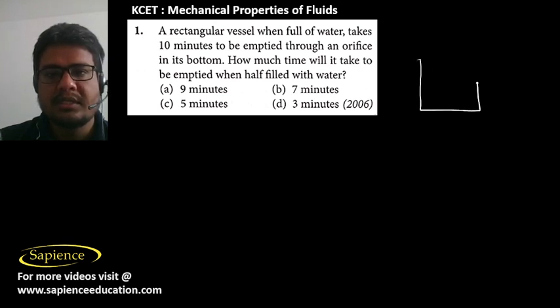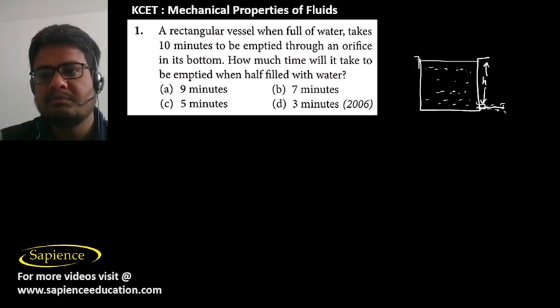So there is a rectangular vessel. It takes 10 minutes to be emptied through an orifice when it is full of water. Here there is an orifice through which the water is flowing out. So when the height is h, we know that the speed at which the water will flow out is given as root over 2gh.